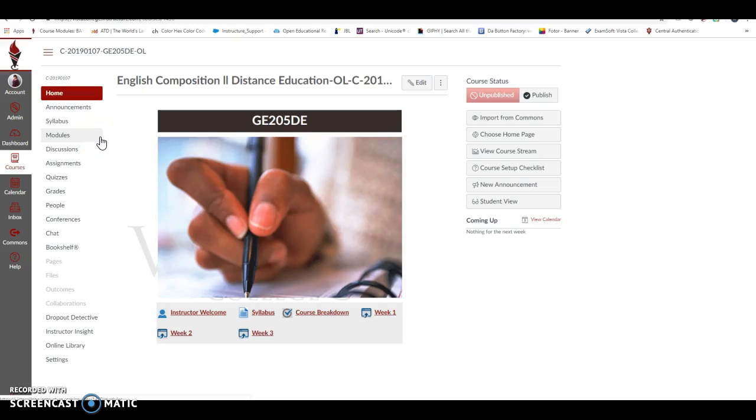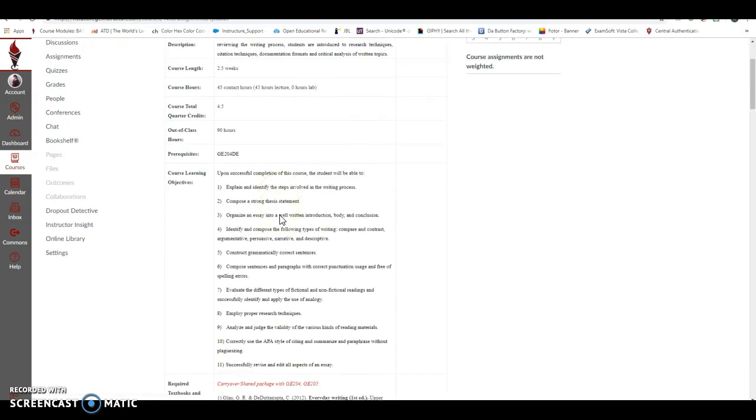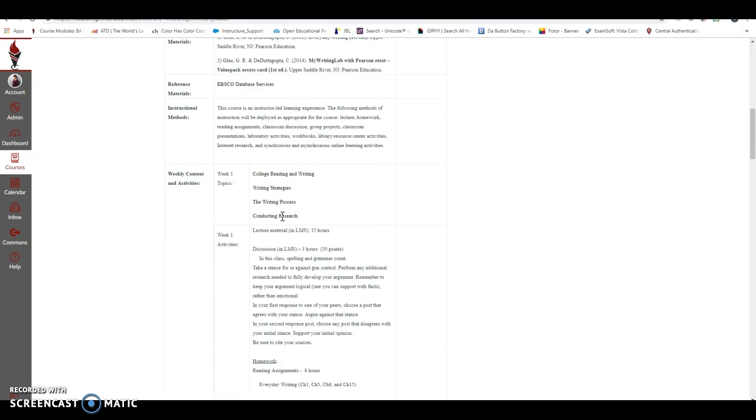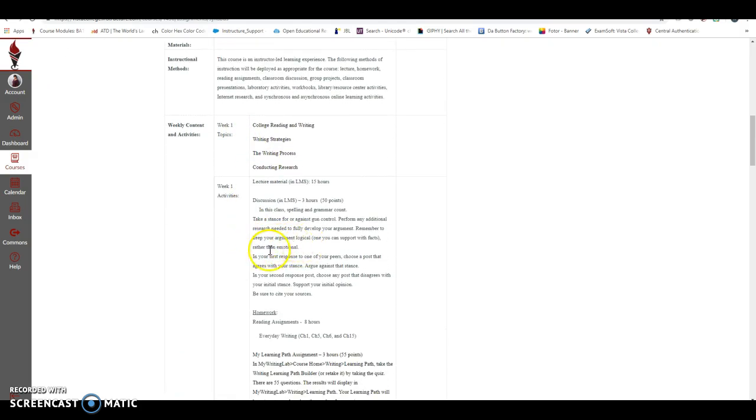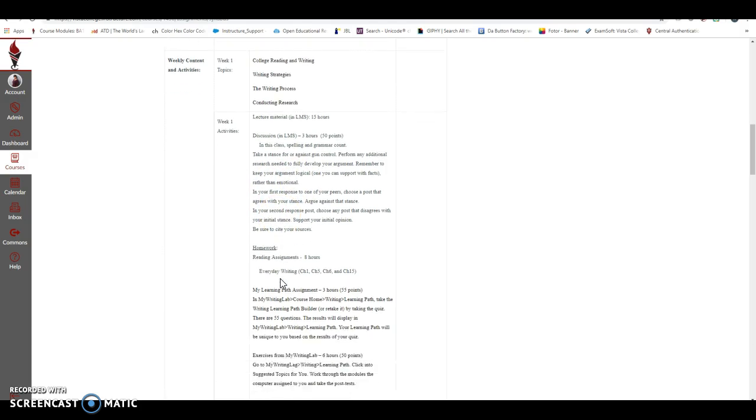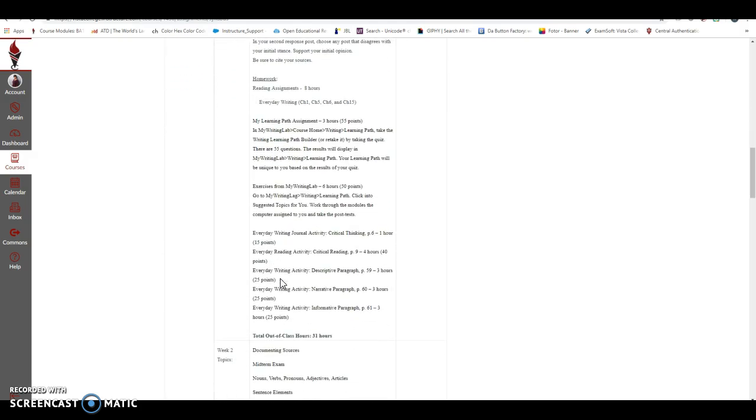This is a 2.5-week class, so it moves fairly quickly. You have a series of assignments to complete in the next 2.5 weeks. You can find all of your assignments listed here on your syllabus in each week, and it also tells what topics we're going to be discussing. It lists the discussion board and, again, each assignment that's due for the week.